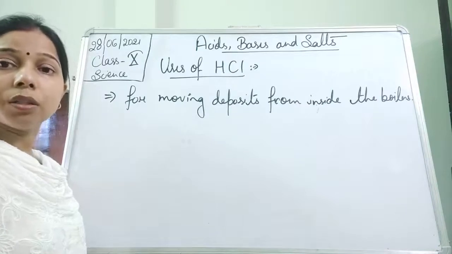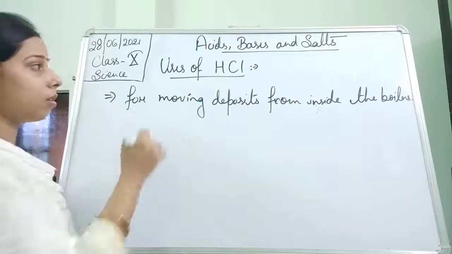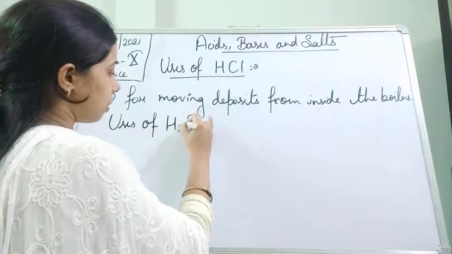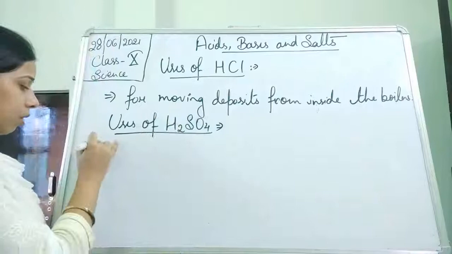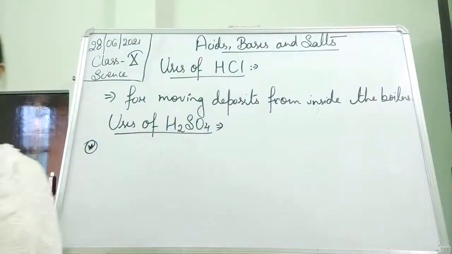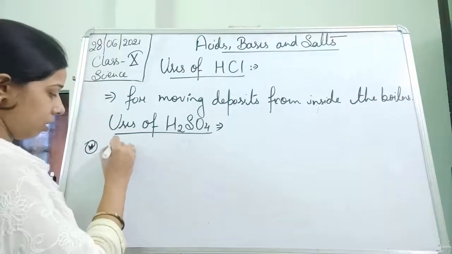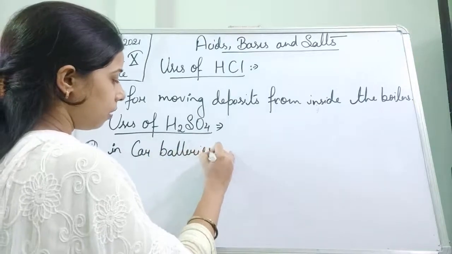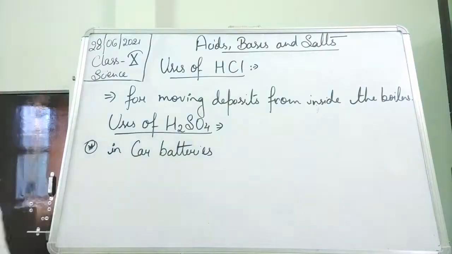Now let us see the uses of sulfuric acid and nitric acid. So uses of sulfuric acid, represented by H2SO4 here. The first use is that it is used in car batteries. Then the next one, it is used in the manufacture of ammonium sulfate.